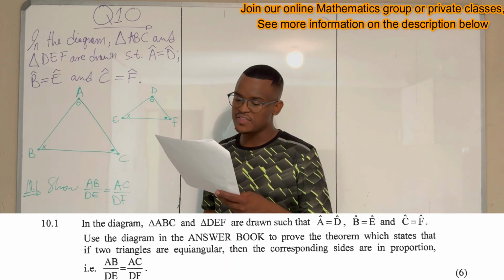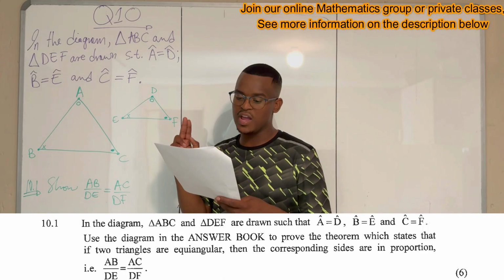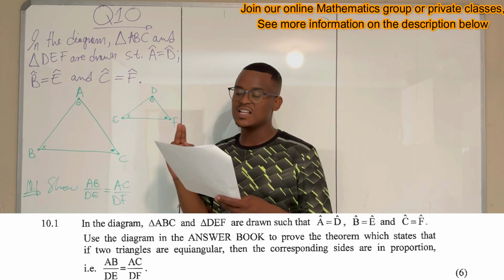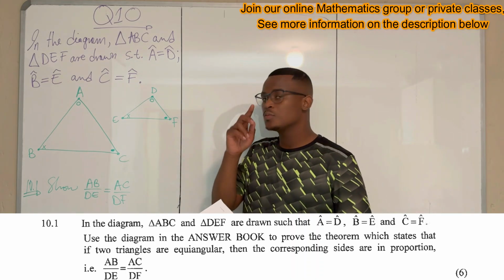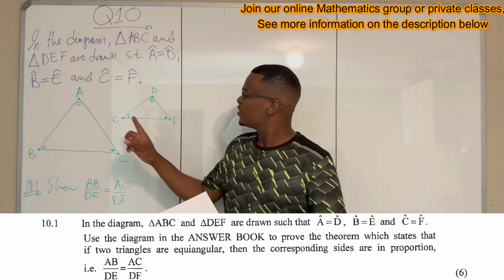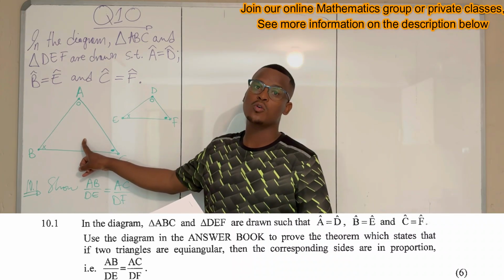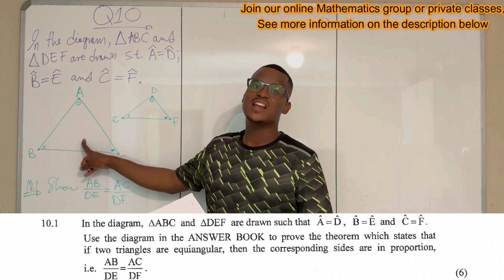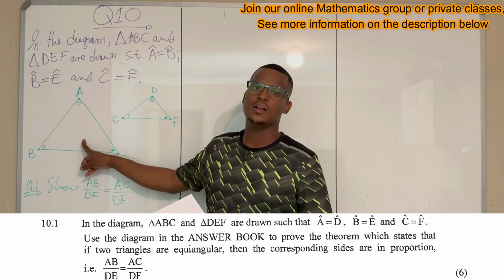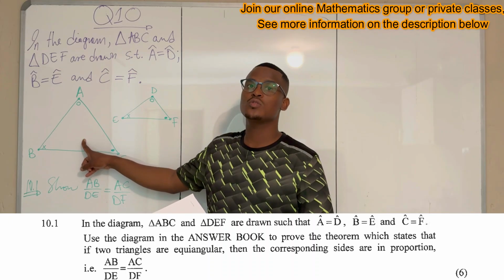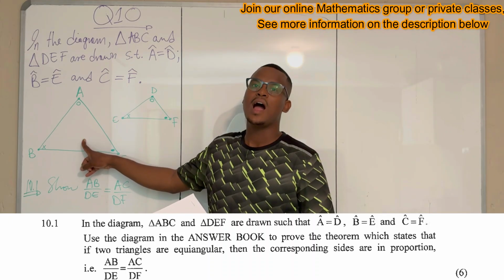So they want us to use the answer book to prove the theorem which states that if two triangles are equiangular, then the corresponding sides are in proportion. So they want us to prove that since these two triangles are equiangular, which means they have equal corresponding angles, we must show that the ratio of the corresponding sides are equal. That's what they want us to do.